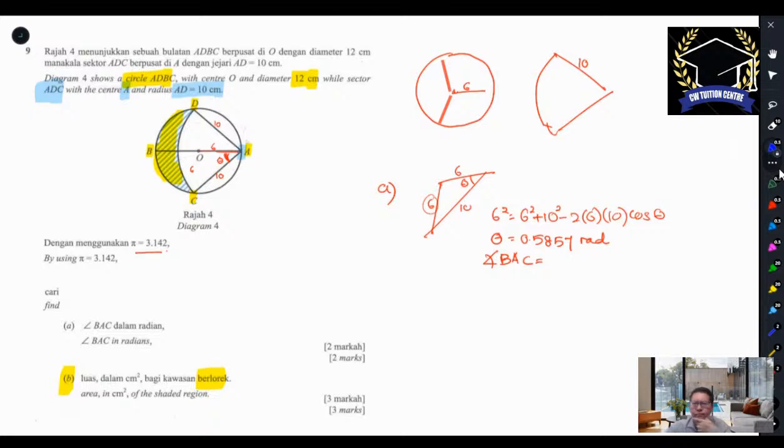Okay. I will be choosing this one. The angle here is 0.5857 theta here, and here also we have another theta. So here will be 4 theta angle. Okay, so I will be able to find the whole area here.